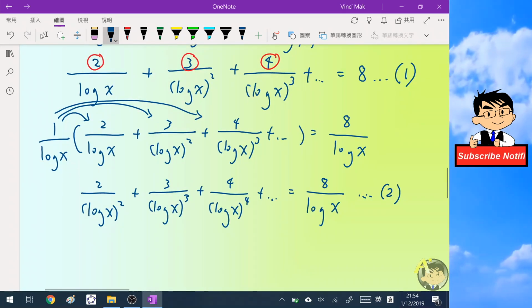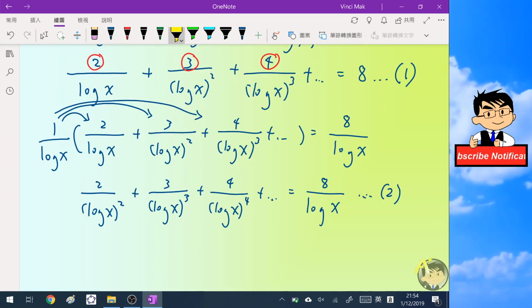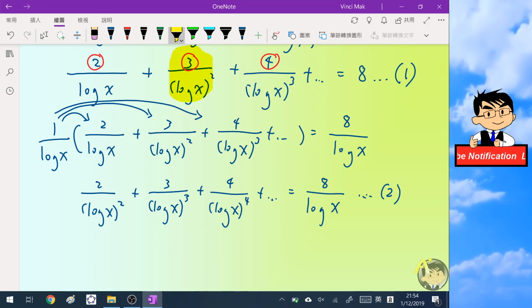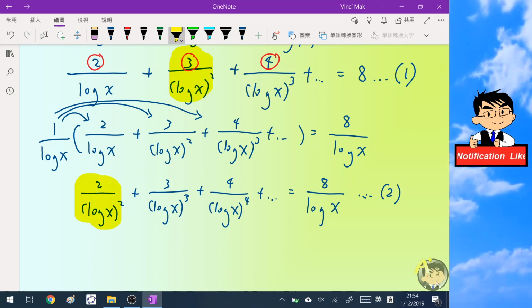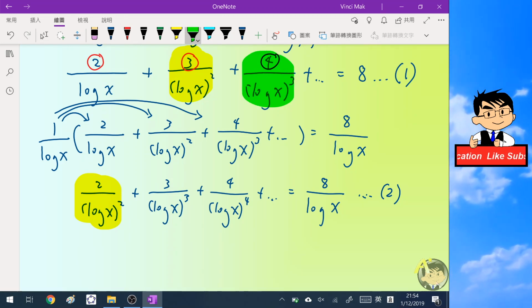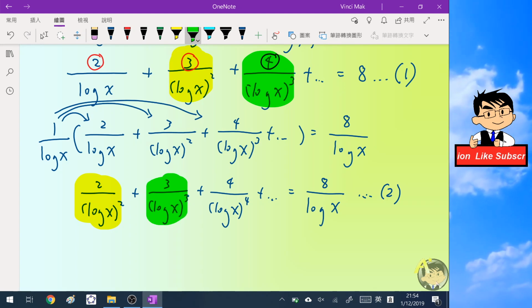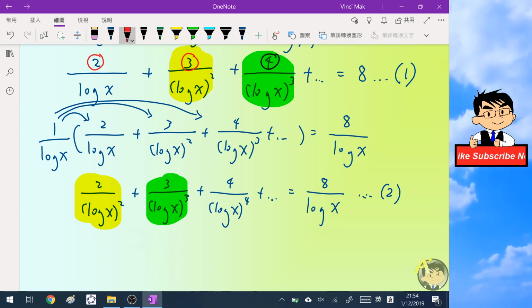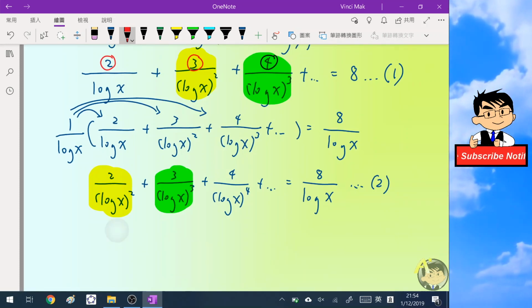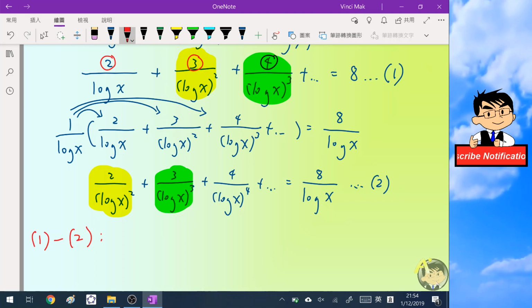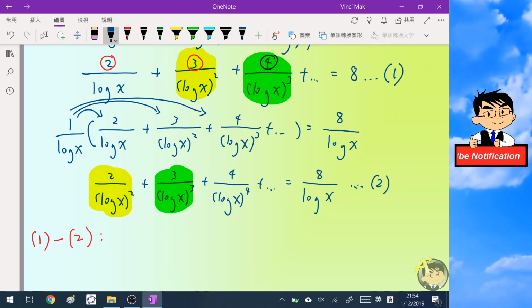Well, now we can focus on these two terms. This 3 over log x whole square and 2 over log x whole square. And then the second one is 4 over log x cubed, and then the 3 over log x cubed. We try to find the difference between these two equations. So I put 1 minus 2.